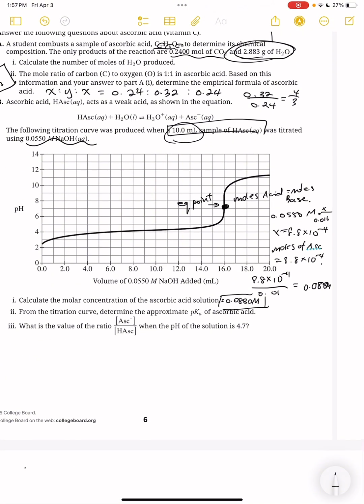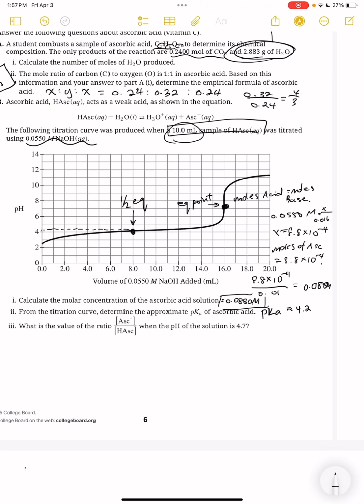So to find the pKa of this next one, you have to look for the pH at the half equivalence point, which is at 8 mL, since our equivalence point is at 16, divided by 2 is 8. And the pH at our half equivalence looks like about 4.1 or 4.2-ish, but don't worry too much about it because there's going to be wiggle room.